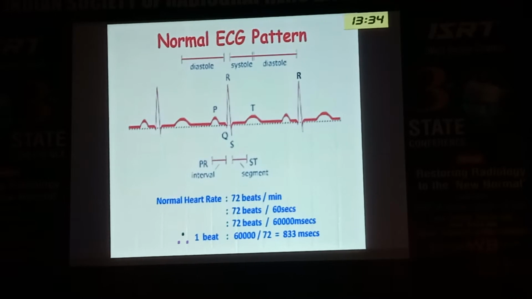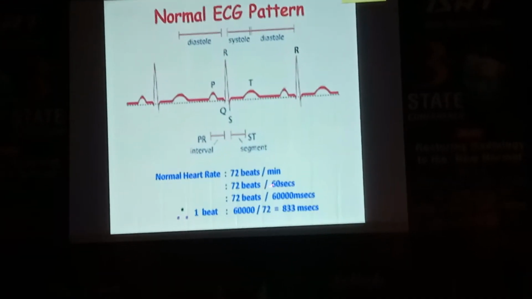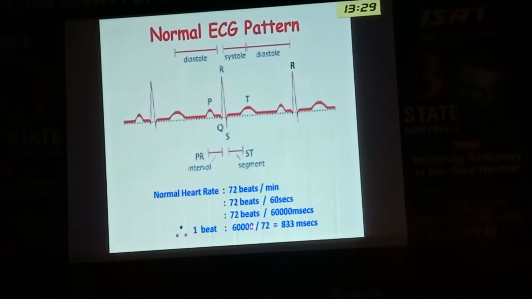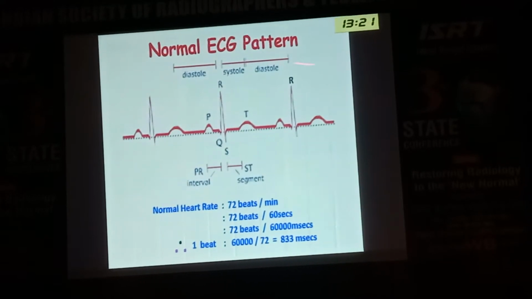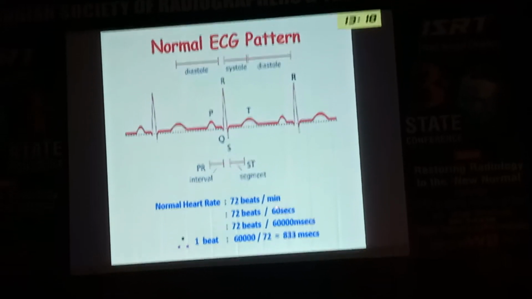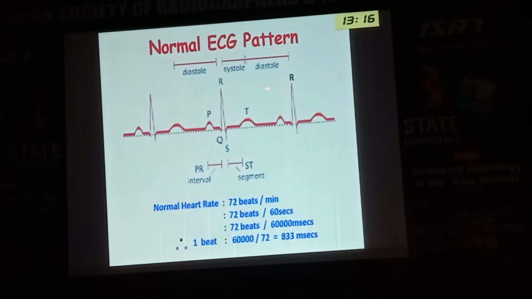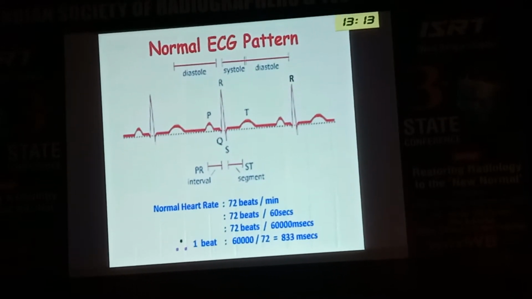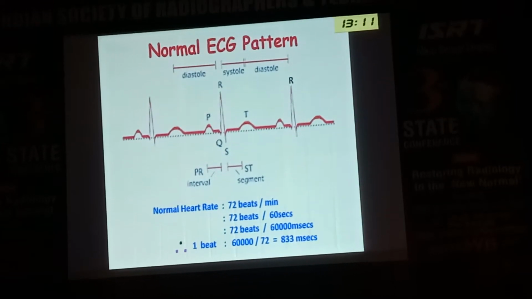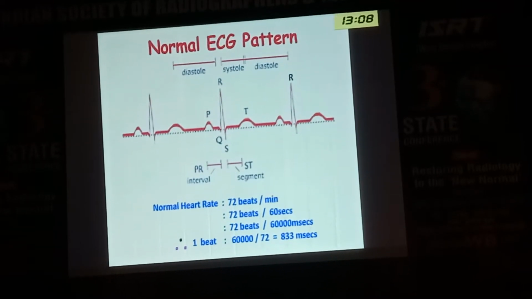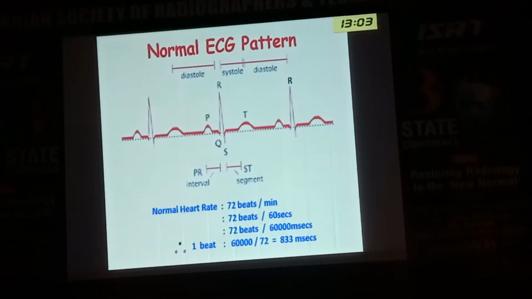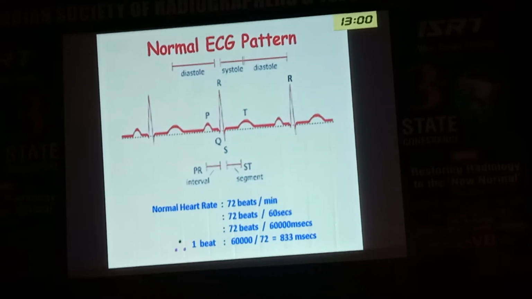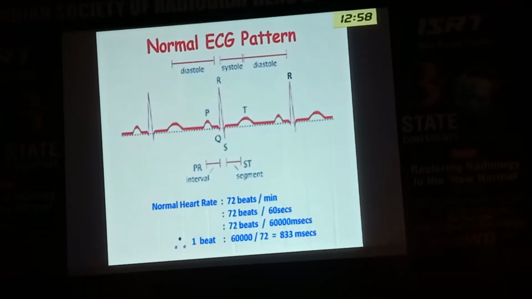So what is the message? For 72 beats, it takes 60,000 milliseconds. Then for 1 beat, how much? 60,000 divided by 72, that is 833 milliseconds. Remember, for a normal heart rate of 72 beats per minute, the RR interval will be 833 milliseconds. Don't forget it. 0.8 second we normally say, exactly it is 833 milliseconds. In this 833 milliseconds, the rest phase will be around 250 milliseconds. I am telling approximately 250 milliseconds.